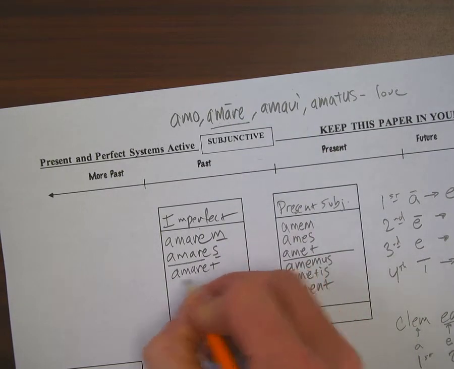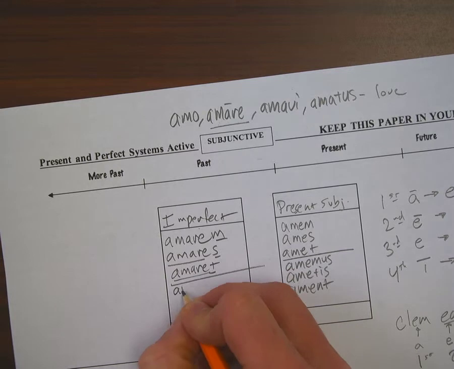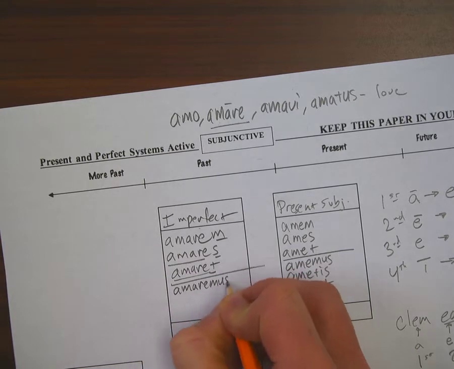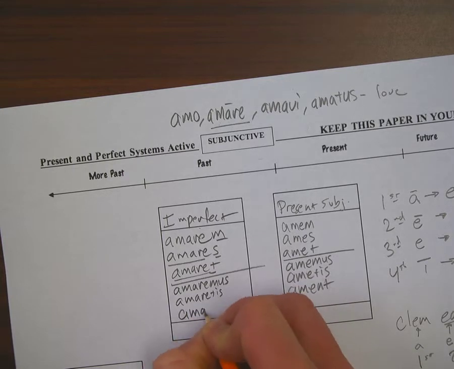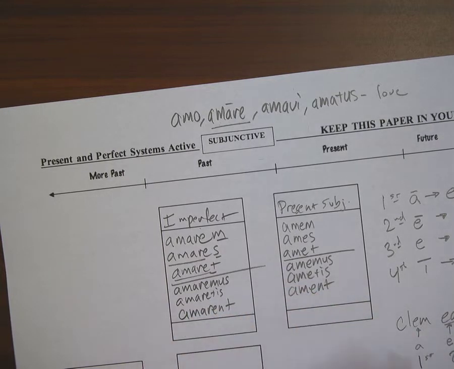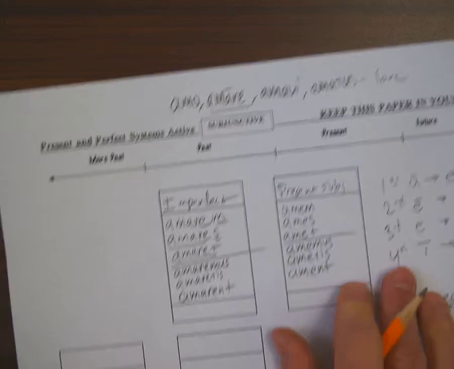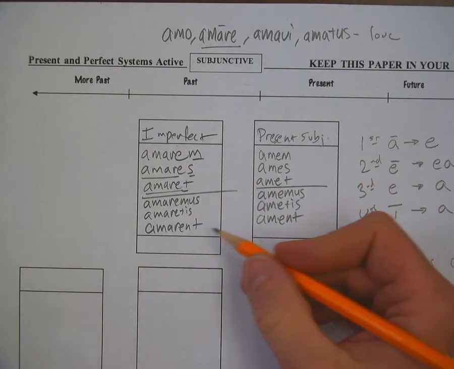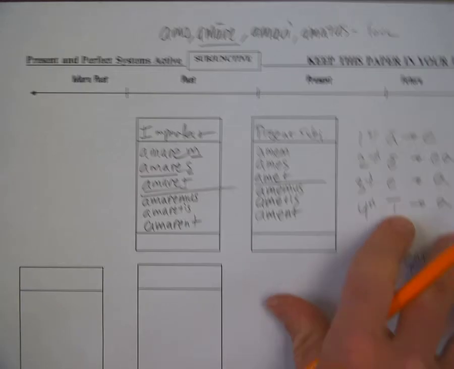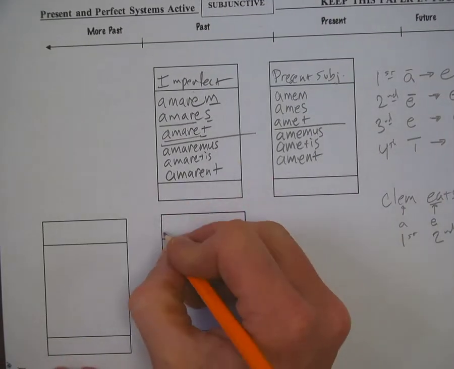Amaret. Amaremus. Amaretis. And amarent. And that's how you do that one. And it's a subjunctive that's unreality. It's used in different situations, and it's in the past ongoing action. That's imperfect.